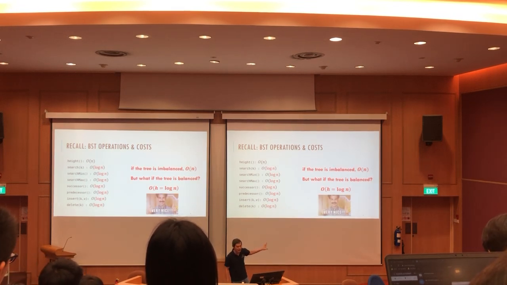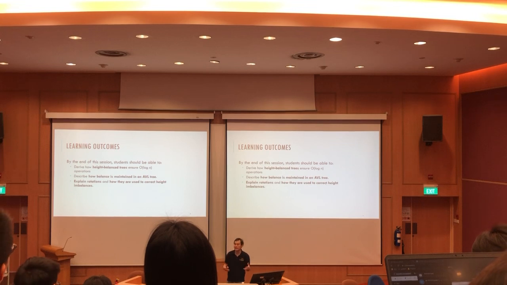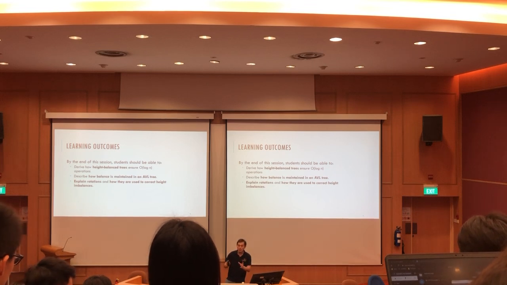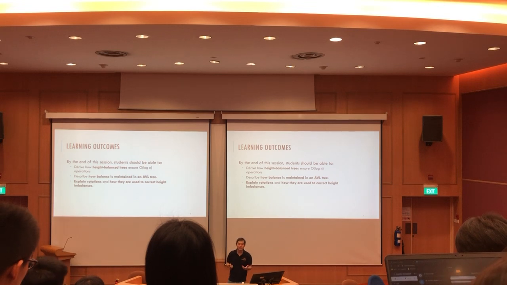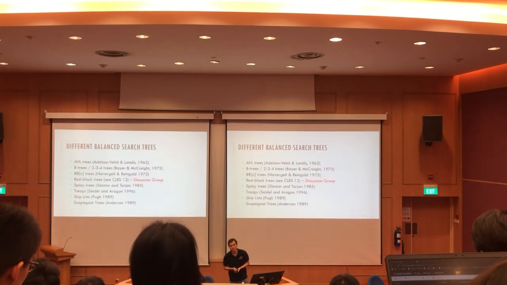All right, so we would like to balance the tree. So that's what we're going to focus on today. We'll be talking about height balanced trees. What does it mean to say that a tree is height balanced? And then how we maintain this balance, okay, as we do operations on a tree. Then we'll talk about rotations. Rotations are going to be the core operation that we use to correct height imbalances. Okay, so that's what we'll be talking about.